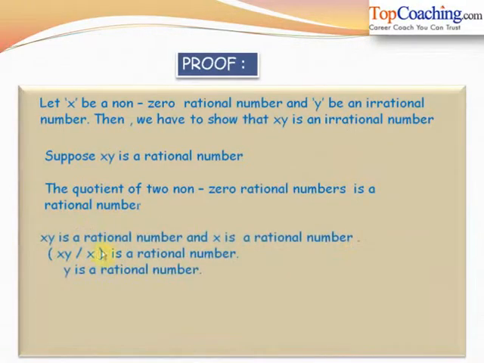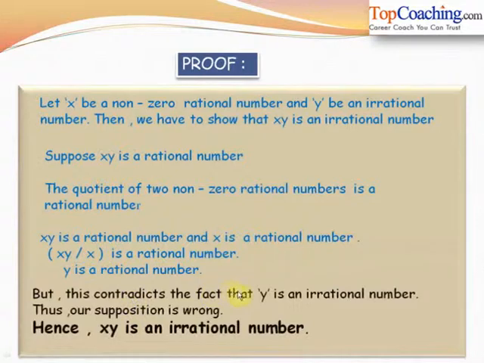So xy is a rational number and x is also a rational number. So if we divide xy by x, then the result should be a rational number, and so what we get is y is a rational number. But again this contradicts the fact that y is an irrational number. So we can say that our supposition that xy is a rational number is wrong. This is not possible. So xy is an irrational number. Thus the product of a non-zero rational number and an irrational number is always an irrational number.